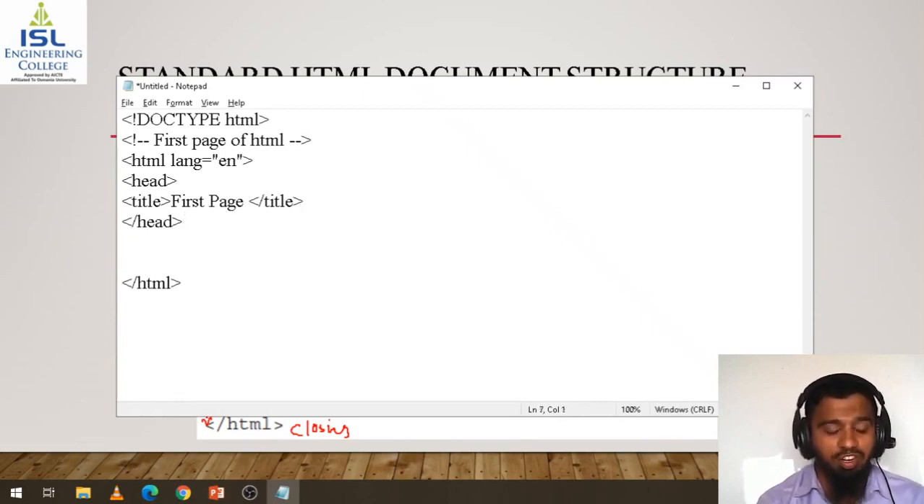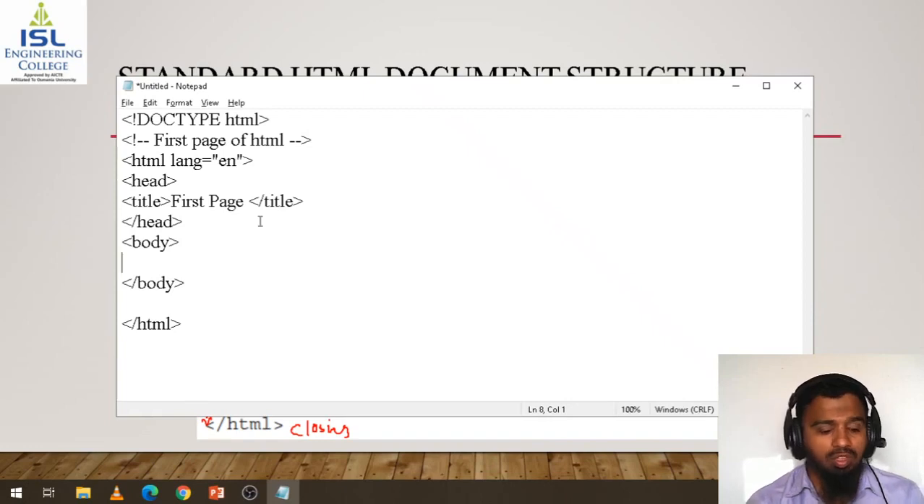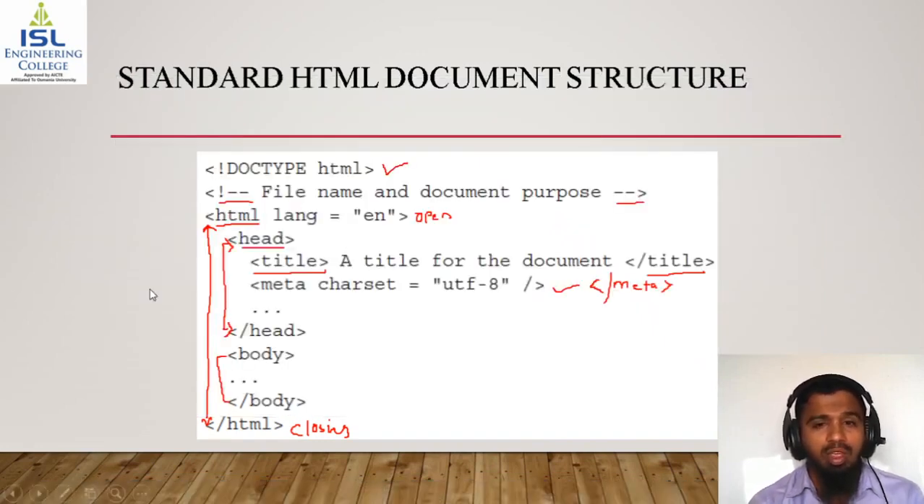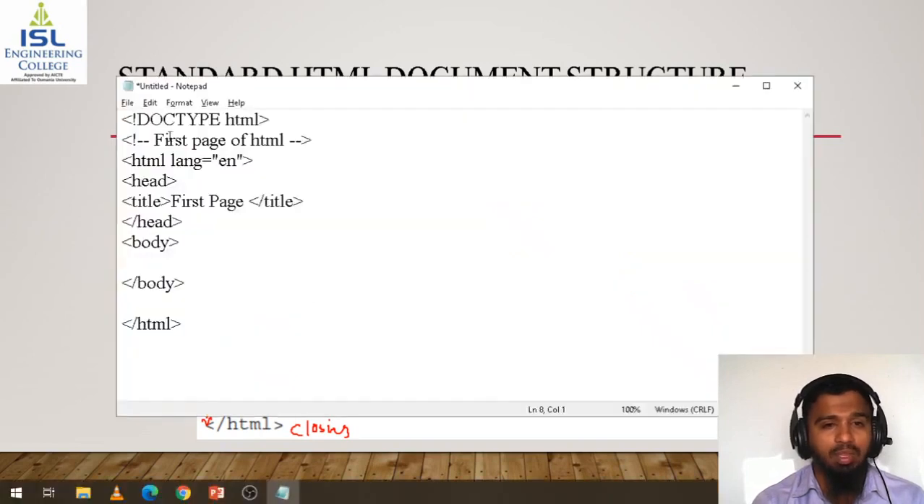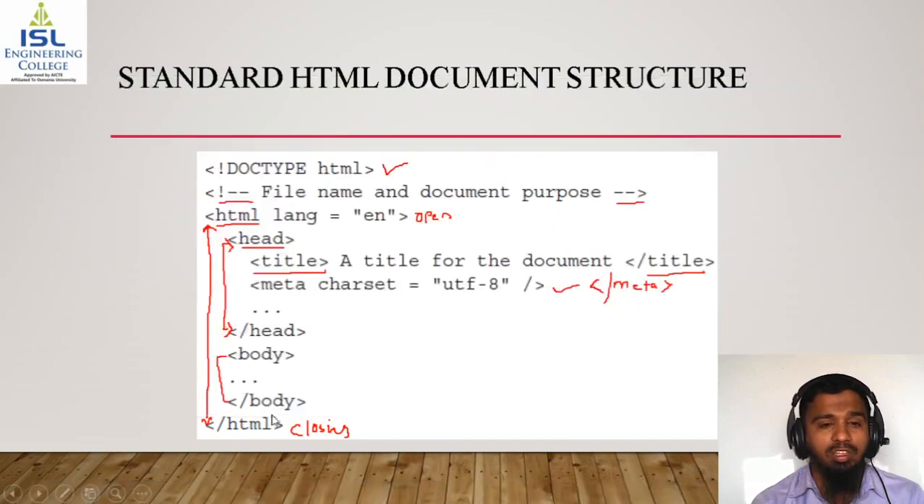Now what is the structure? Next is body, opening tag and slash body, closing tag. If you want to write the meta charset UTF-8, you can write it, and this should be written in the head only. If you want to write, you can write. So the next is body.